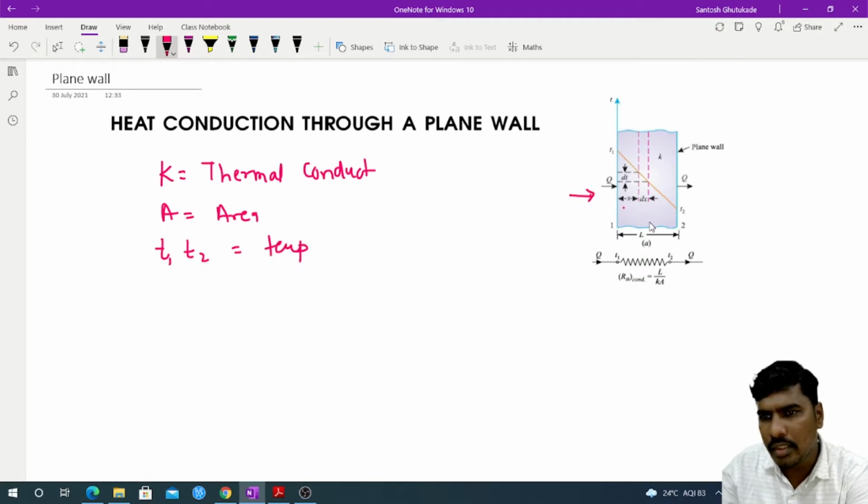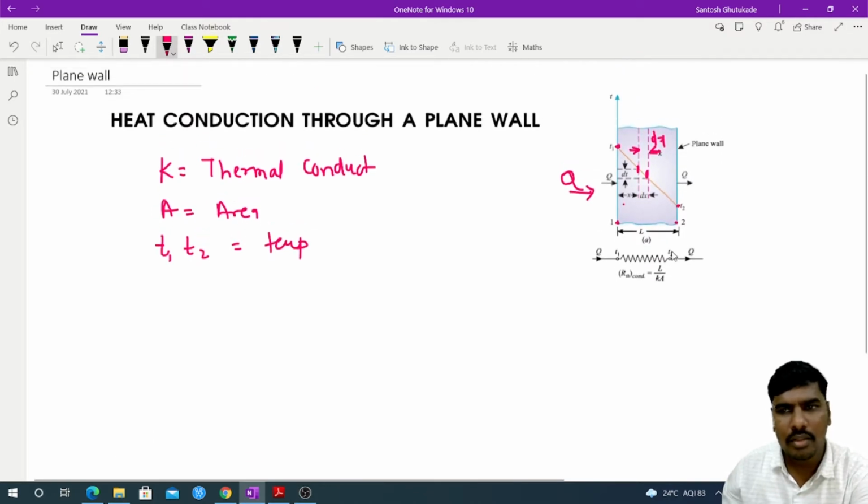So Q is the heat flow rate through this wall. T1 is the inside temperature, suppose. T2 is the outside temperature. L is the thickness of the wall. Now we have considered this small element dx. This small element has thickness dx, which is at a distance of x from point number 1, or from the inside surface. And this is the outside end, that is point number 2.